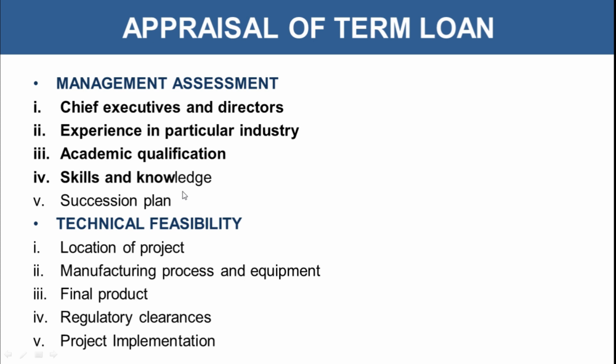Their skills and knowledge set, their succession plan. So succession plan is determining who all would be taking their position after they leave the company or after they resign. So the succession plan would be giving an idea about the upcoming CEOs and management of that particular company. So this was the management assessment which needs to be done to get an idea about who all are the people who are holding the business and how strong is their capacity of running the business.